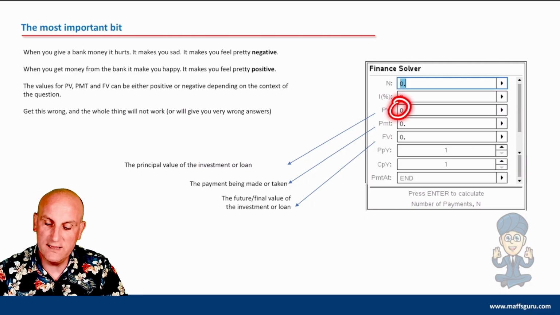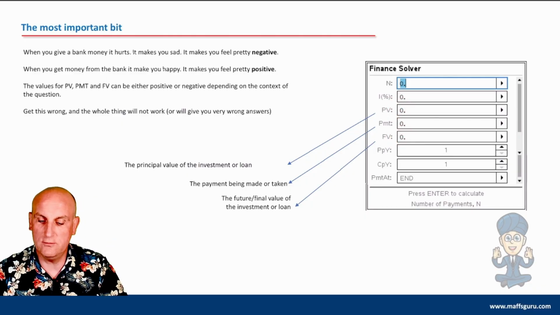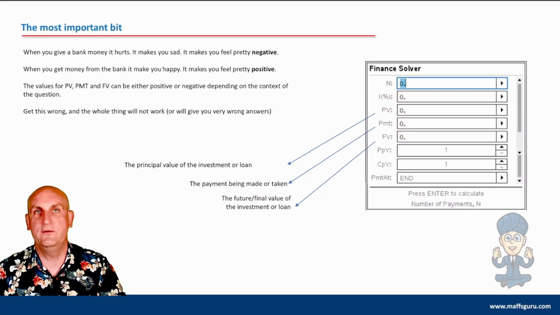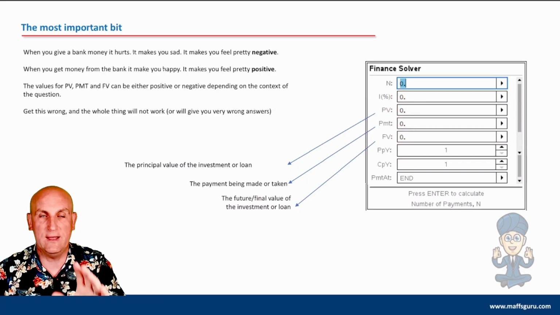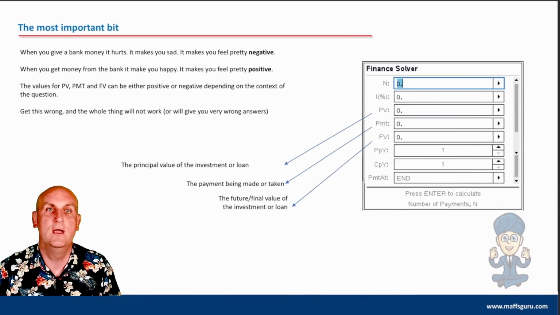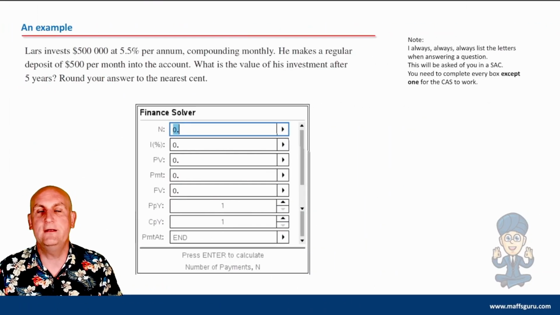What you will generally find is your FV and your PV, or PV and FV, are always going to be the opposite sign. And again, that will become clearer as we do the context of the question. Right, here are some examples.